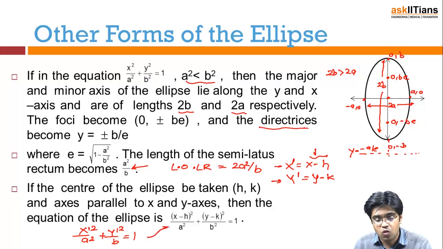If you take it back to the old coordinate axes, you have to replace x dash and y dash. So x dash becomes x minus h, and y dash becomes y minus k. As I told you previously, you can change the center according to your will. So this is the equation of the ellipse when its center is not the origin, but some point h comma k.